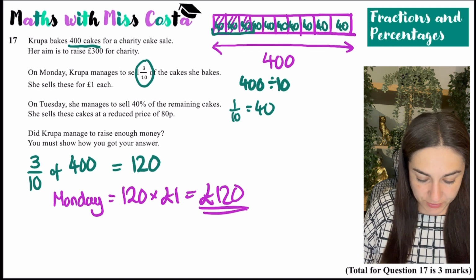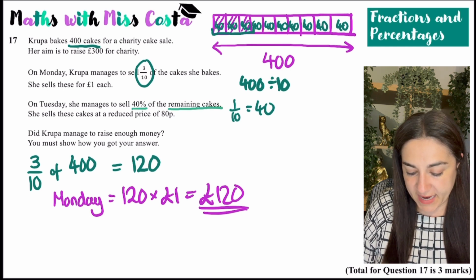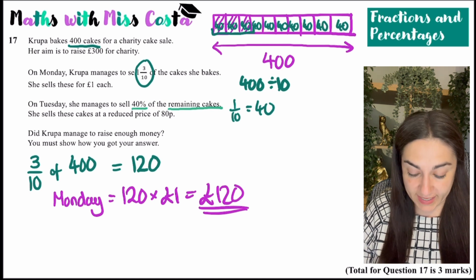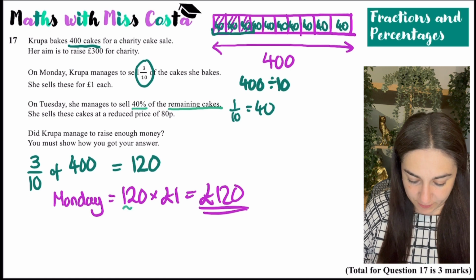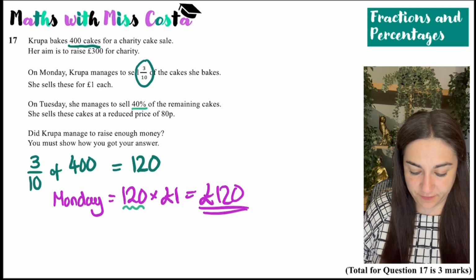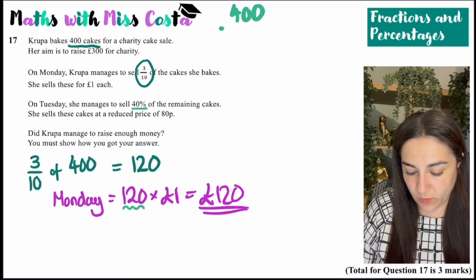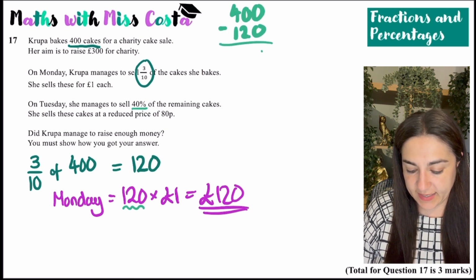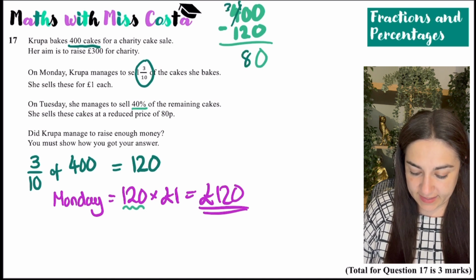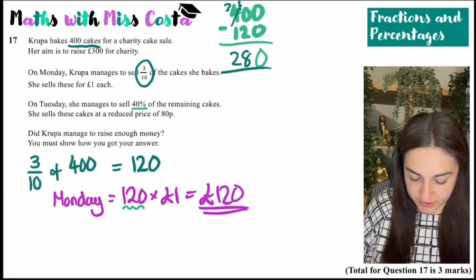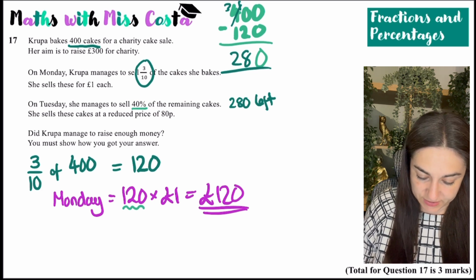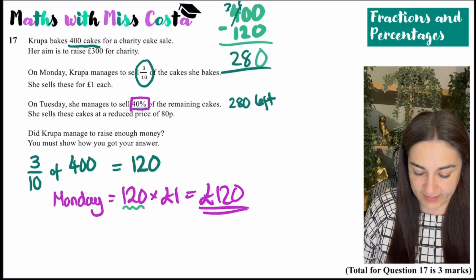Then I'm told on Tuesday she manages to sell 40% of the remaining cakes. So that's important. It's not 40% of the whole amount of the cakes, it's 40% of how many are remaining. So if she sold 120 on Monday, I'm going to have to subtract to find out how many are remaining. So 400, take away 120, 0 take 0 is 0, 0 take 2 you can't do. So that becomes 10, take away 2 is 8, and 2. So there are 280 cakes left. And she manages to sell 40% of these.